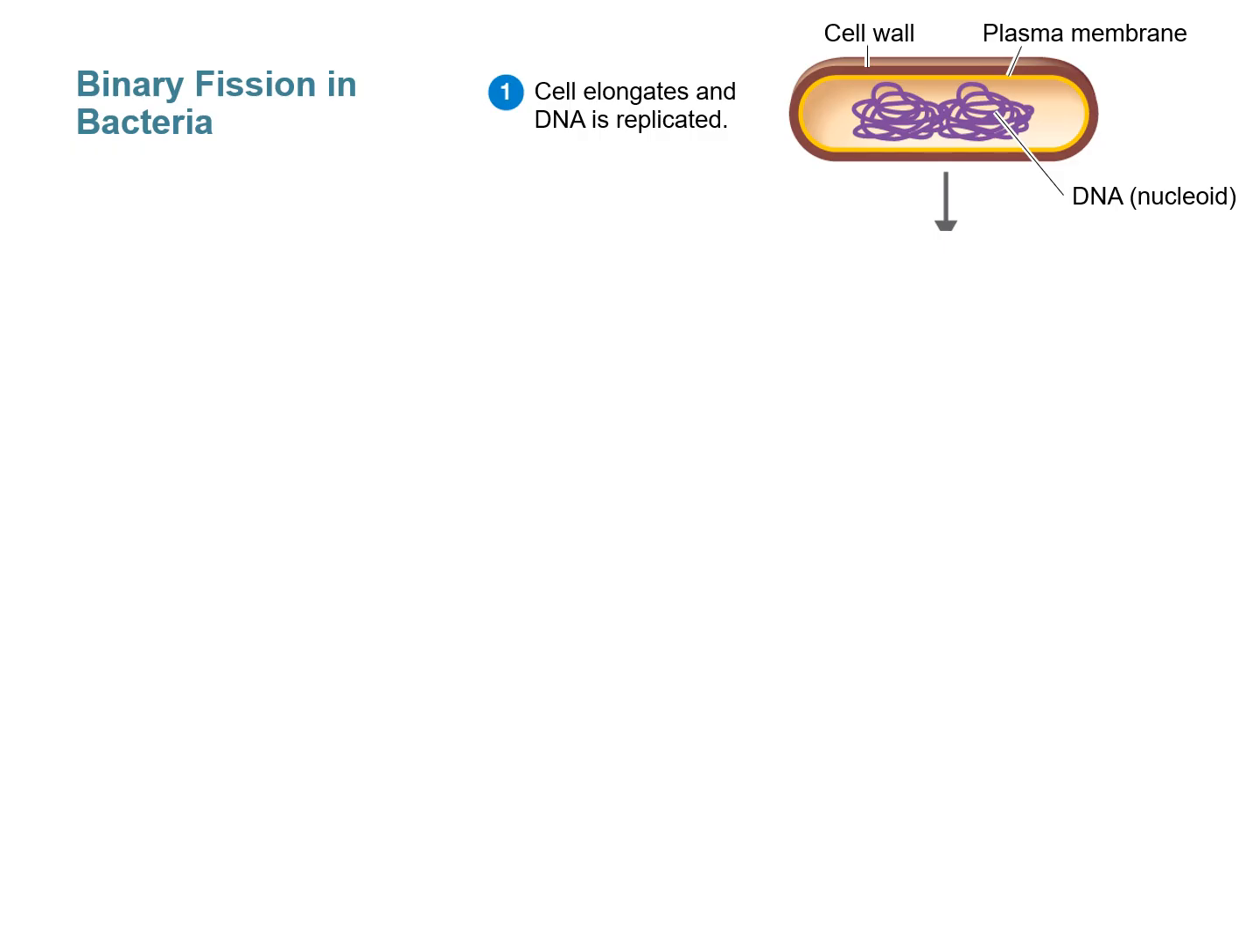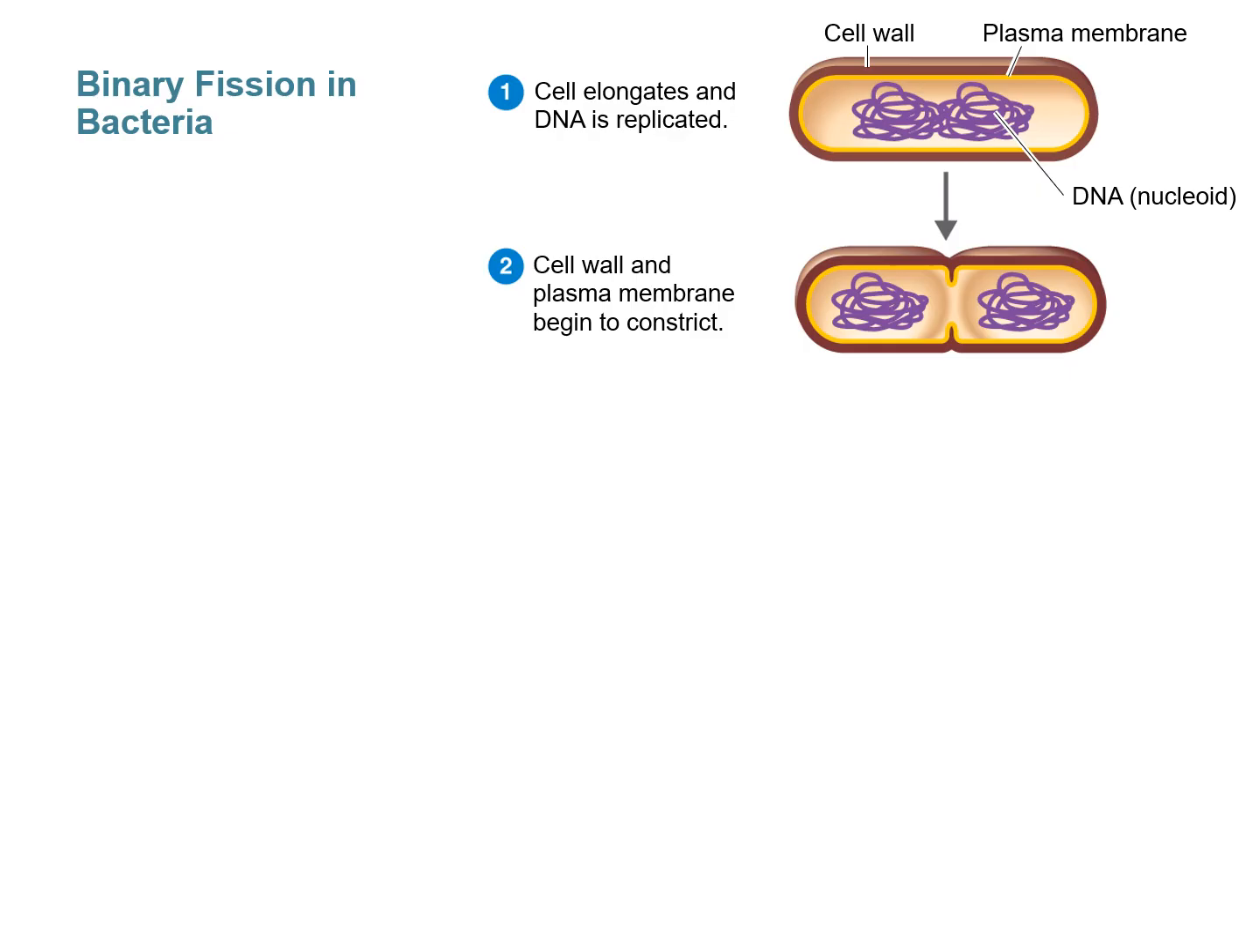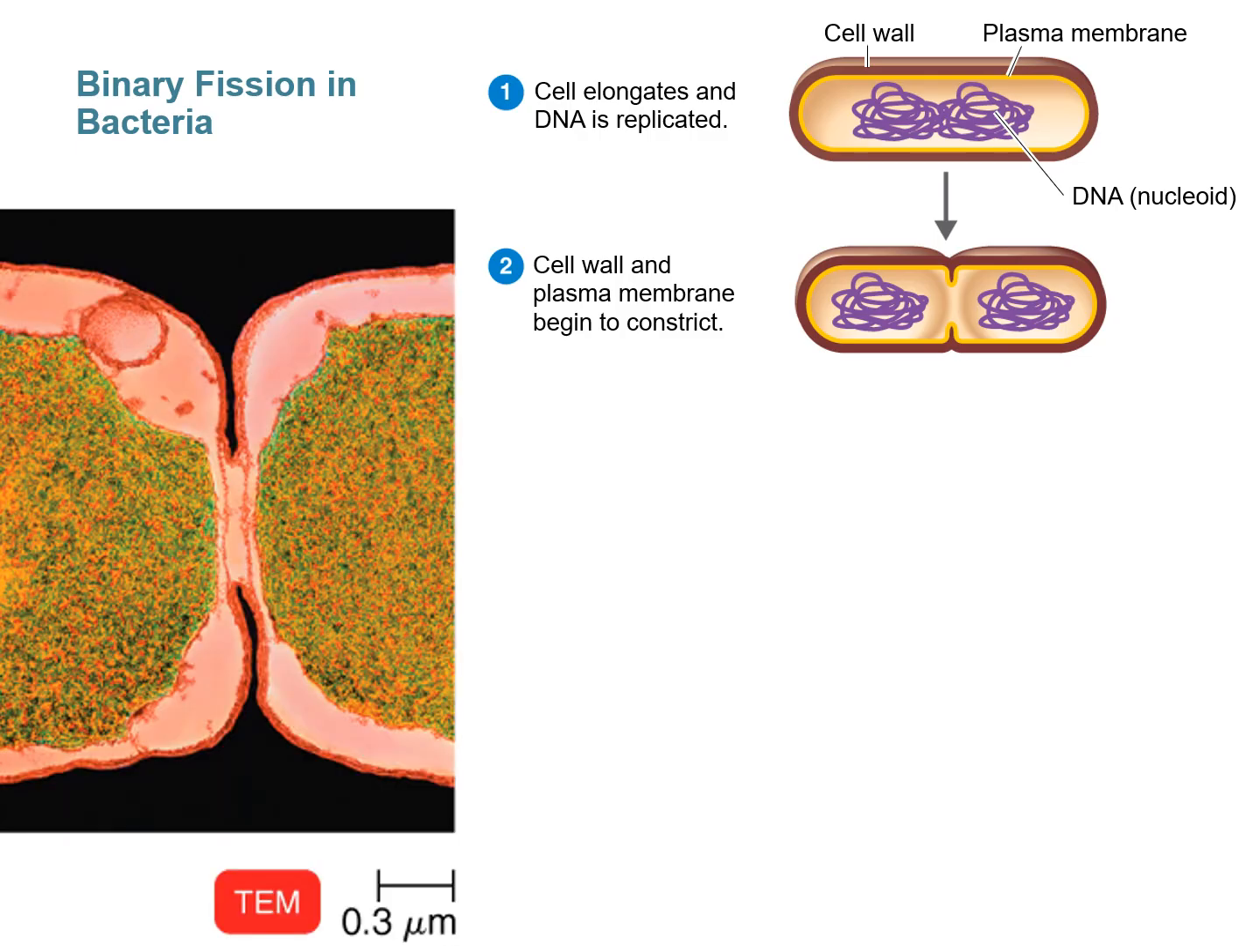The cell will replicate its DNA, which in this case is in a nucleoid, because it's bacteria. Then, the cell wall and the plasma membrane will constrict in the middle of the cell. This is an EM picture of that happening. You can see that there is an indent in the dark red areas, which are part of the cell wall, as well as in the plasma membrane.